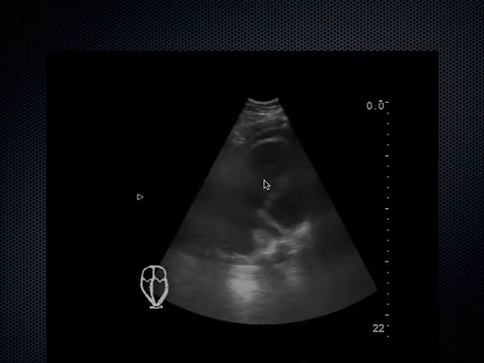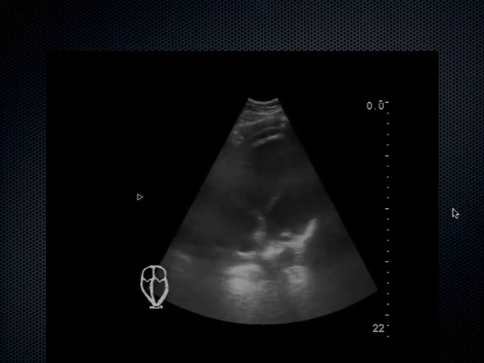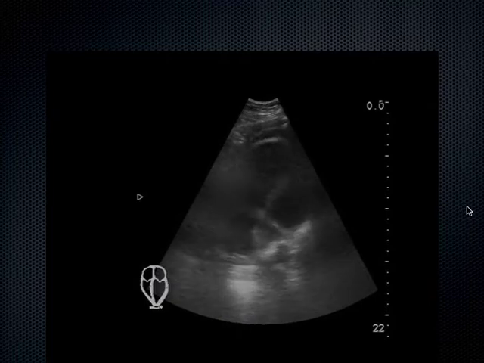Can you see how much bigger the right ventricle is than the left ventricle? And that, combined with the X-ray, in this patient who was undergoing CPR at the time, resulted in thrombolytics being pushed. Thrombolytics were pushed, and the guy had, like 10 minutes later, almost complete resolution of his hypotension.